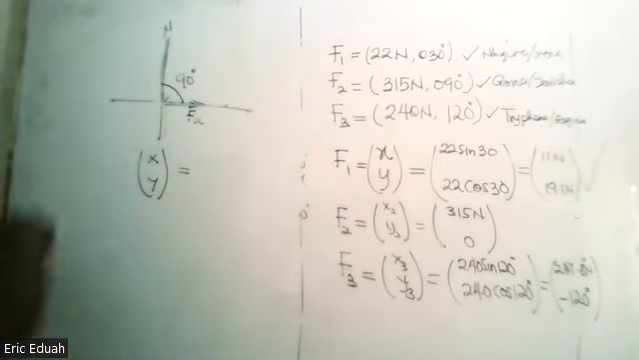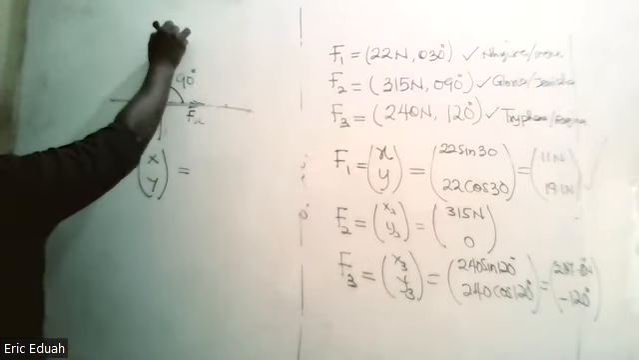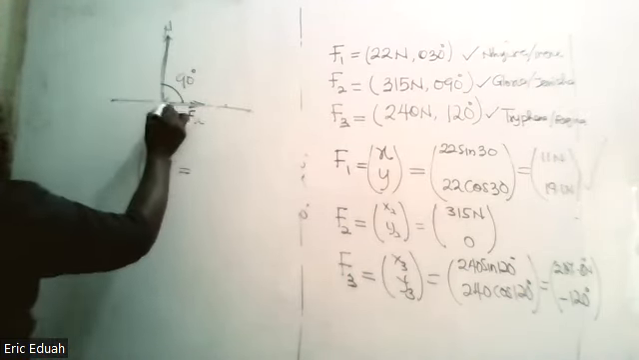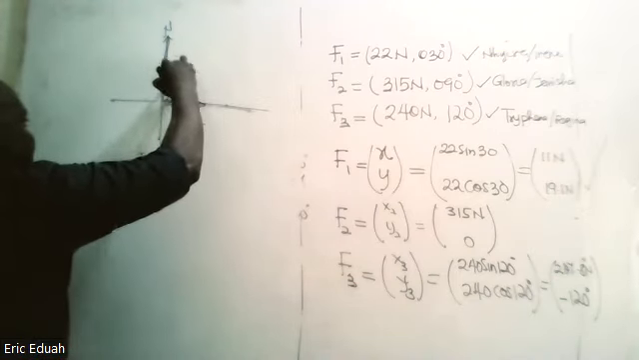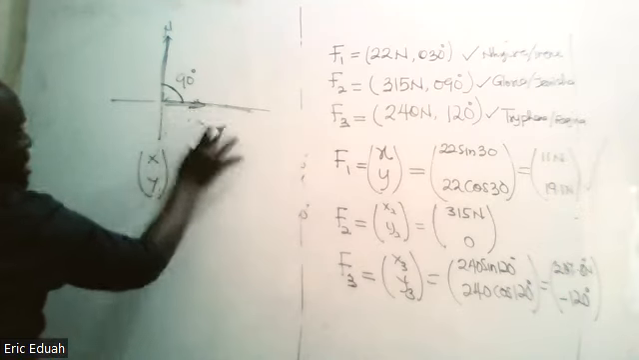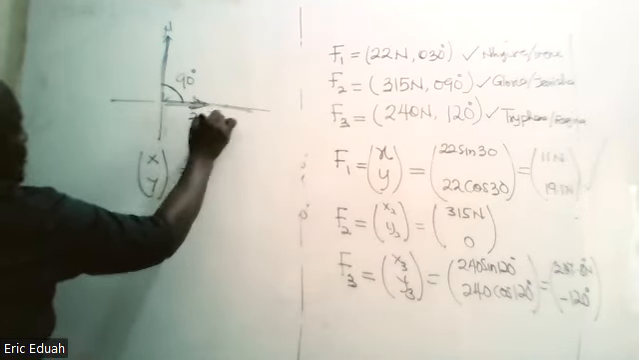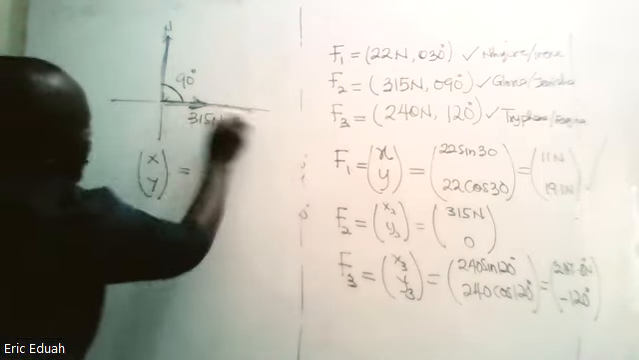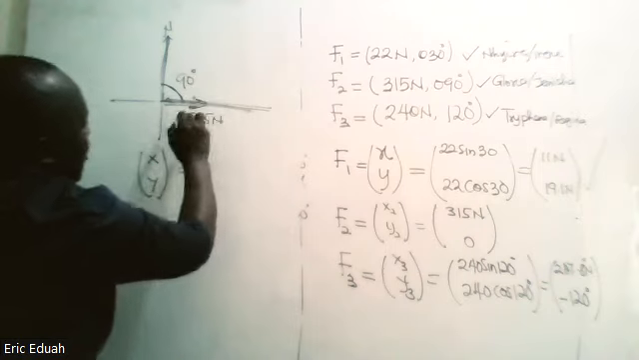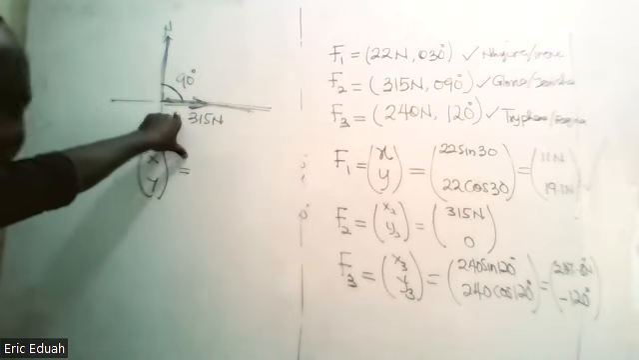Now, from the north or from the y-axis, the angle the force makes is 90. So this is the direction of the 315 Newton. But class, what angle does the force make with the x-axis? What angle does it make with the x-axis?